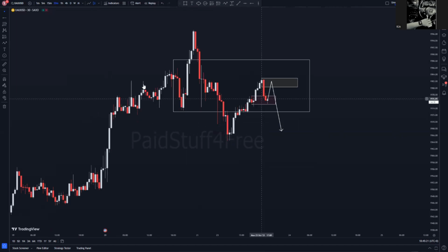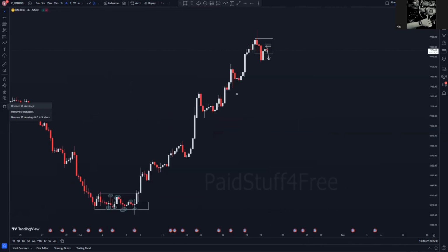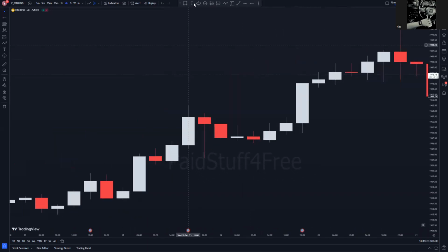So for now, if you want to take a buy, wait for the confirmation entry, and then you need to know where to exit. That's it. You need to know where to exit. If you understand everything, it's going to be really, really good. So look over here.